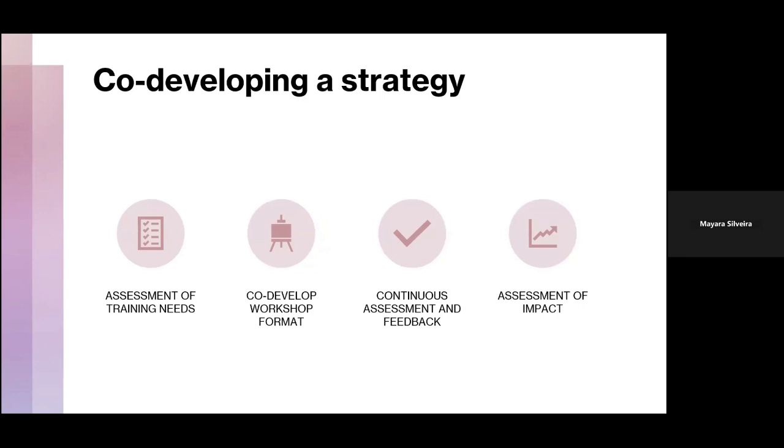It's very complicated. So the first step is to not assume what their training needs are, and to ask them. And that's something we do along the whole 2 years. We're still doing this. So I will talk through it in a bit more detail in the next slide. The next thing is to co-develop the workshop format. And I have to say this changed quite a few times, but that's good. We want to keep changing and evolving.